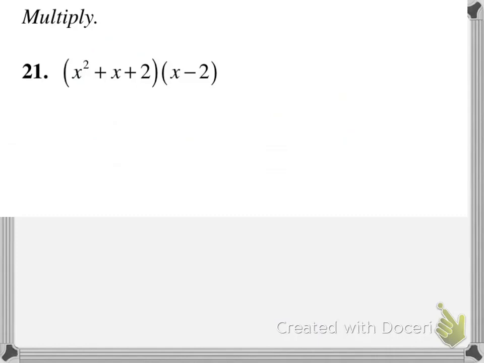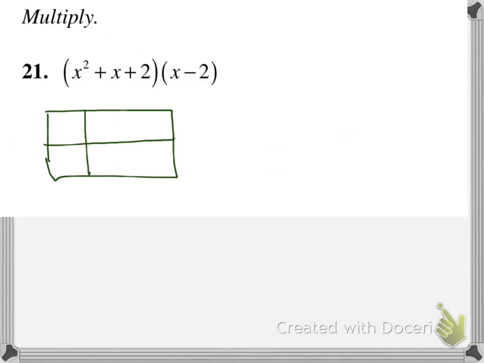And since it's a 3 and a 2, my box would need to be a 3 by 2 as well. So I would put my x squared, my x, my positive 2, and then I'd have my x, my minus 2 over here down the side. And when I multiply, just fill in the boxes.